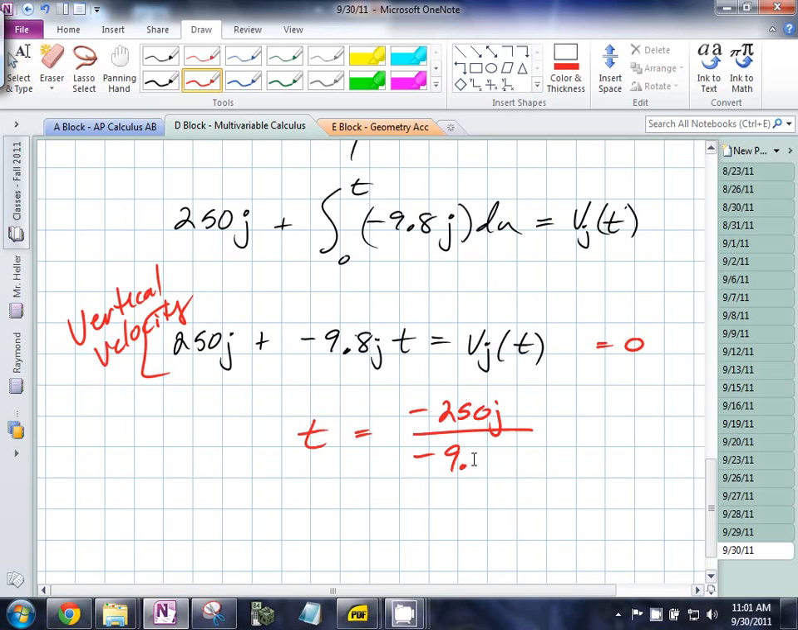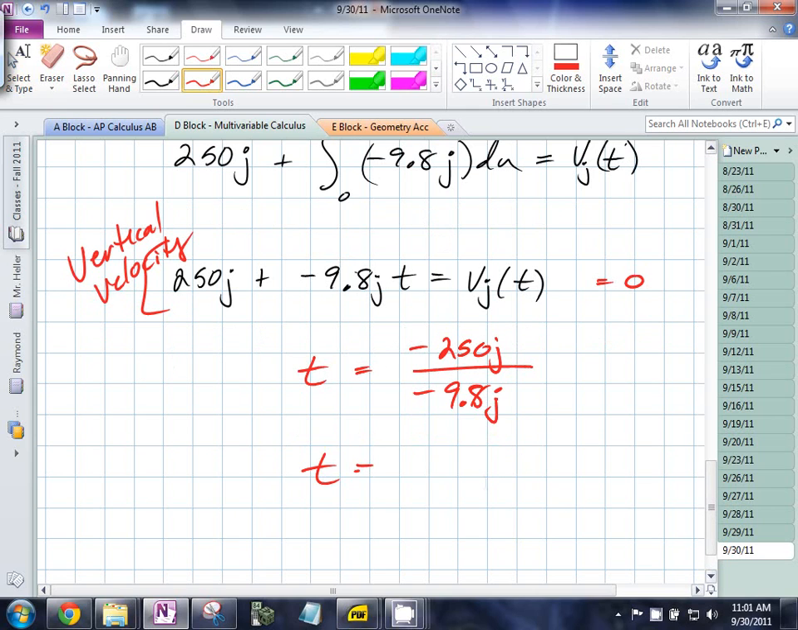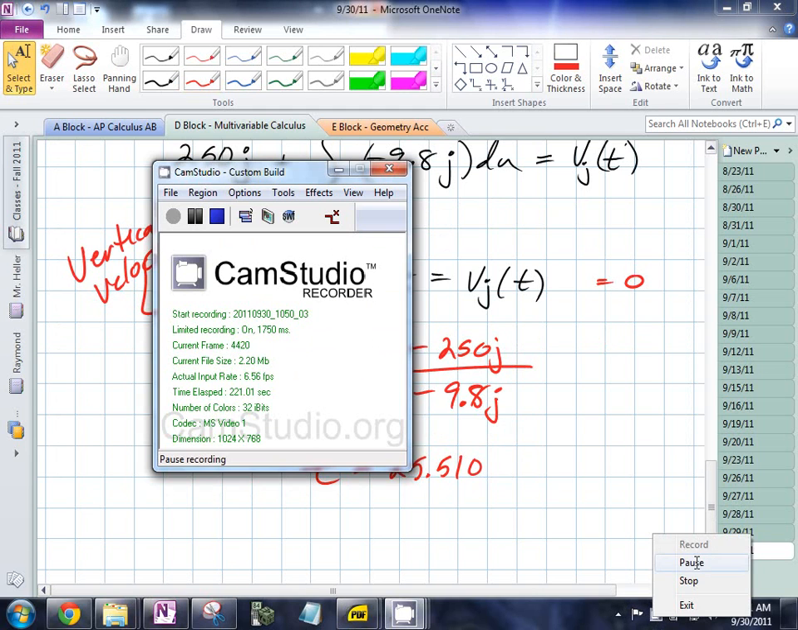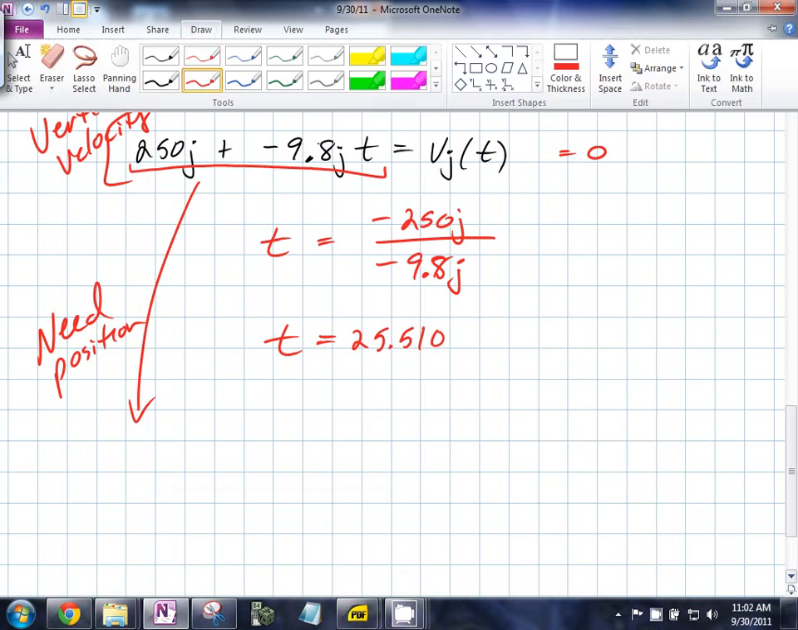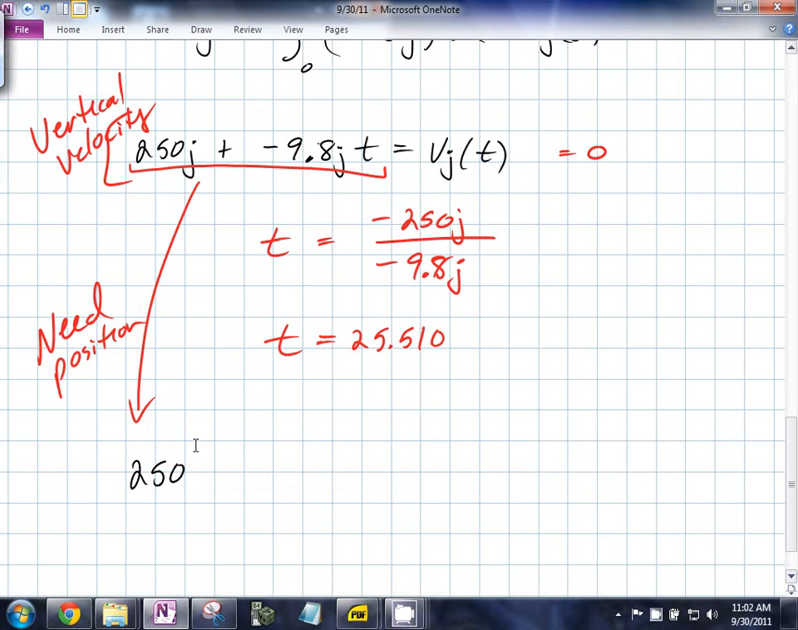Hey, at least it's positive. That's nice. So in this case, we think the highest point is going to happen when t is equal to 250 divided by 9.8. Yeah, so it's around 25.51. Okay, I'm going to check to see if that actually works. 250 j, yep, keep track of that. Plus 9.8 t. Not minus. Minus 9.8 over 2 t squared. Plus c.